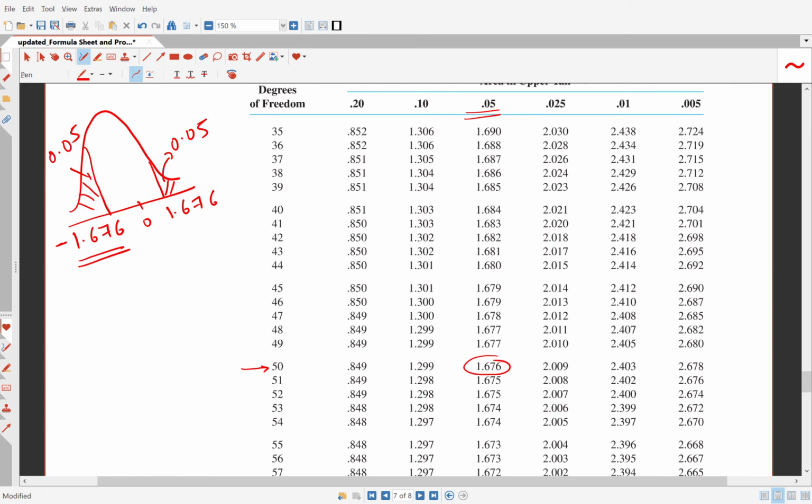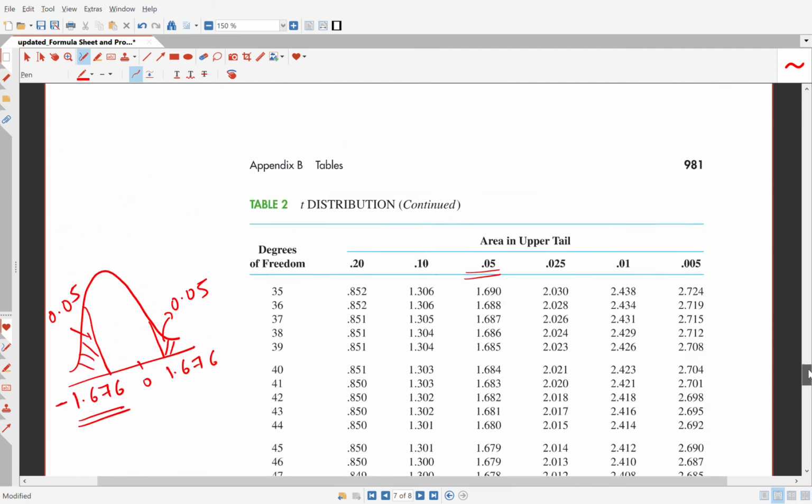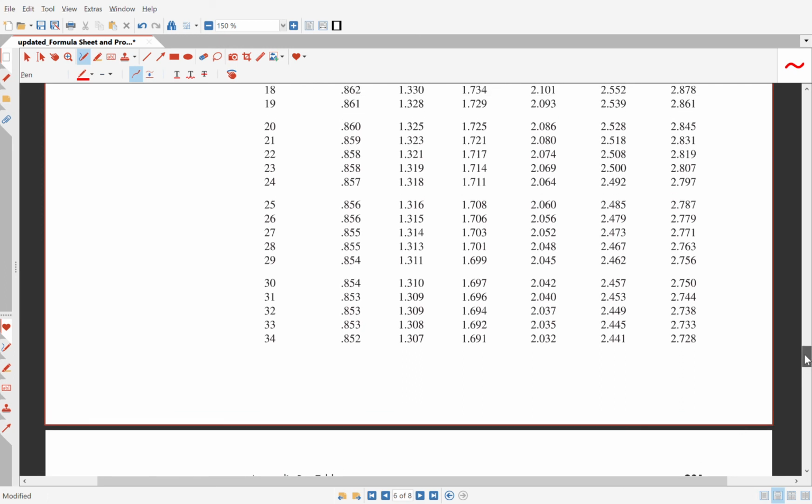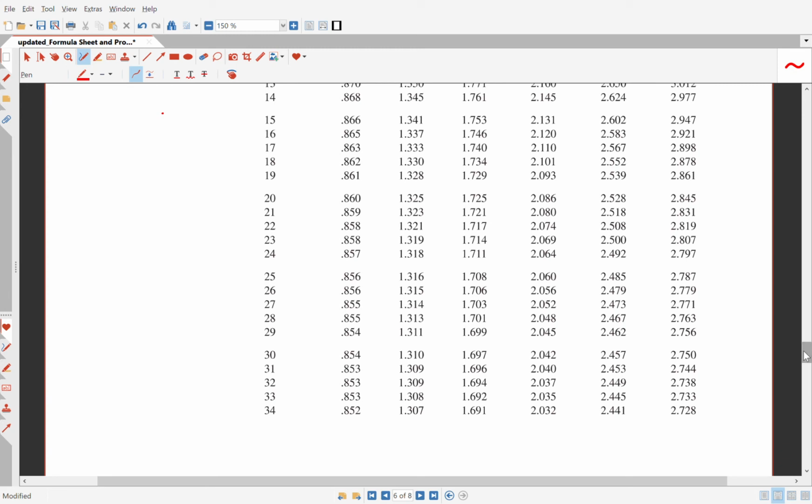Okay, part C is upper tail area of 0.01 with 30 degrees of freedom. So 30 degrees of freedom are on the previous page. Let's go there. Okay, so it says upper tail area of 0.01. Upper tail area means area to the right, and it's given as 0.01, 30 degrees of freedom.